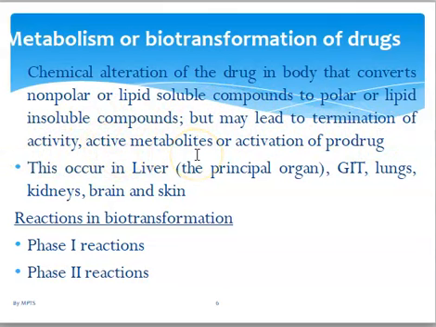We know that some drugs produce active metabolites, and again, some drugs are prodrugs, hence they have to be metabolized within the body to become active. I hope you are aware of this. So, metabolism can lead to termination of activity, or it can lead to production of active metabolites, or activation of the prodrugs. Now, this mainly occurs in the liver, the principal organ; others, GIT, lungs, kidneys, brain, also can take part in drug metabolism.